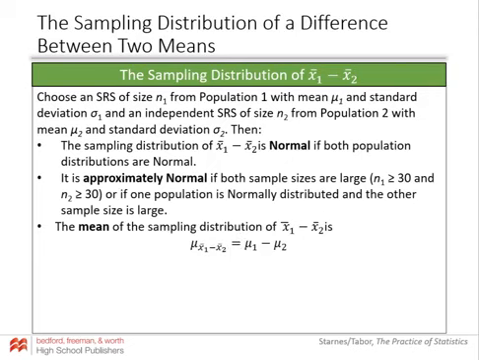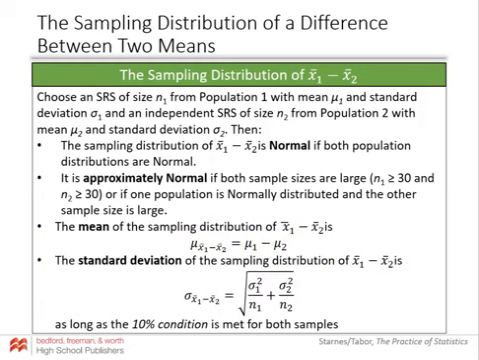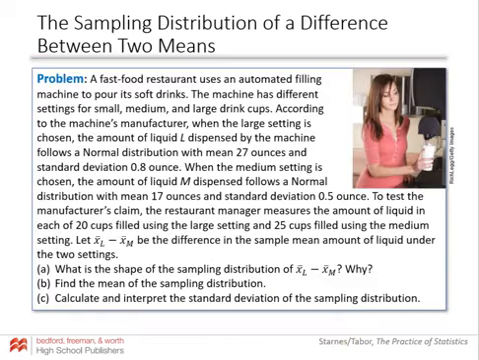Okay, the mean of the sampling distribution, just like we did with our proportions, we subtract those two population means, and that's the mean of our sampling distribution. And then for standard deviation, this is the formula that we're going to be using. Okay, and then again, we have to check that 10% condition to be able to use this formula. Okay, so we'll look at an example. You can pause and read through this.